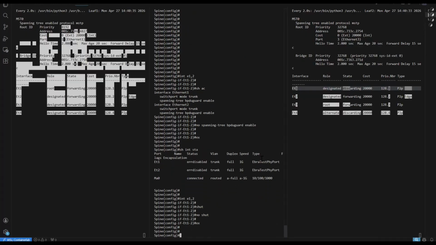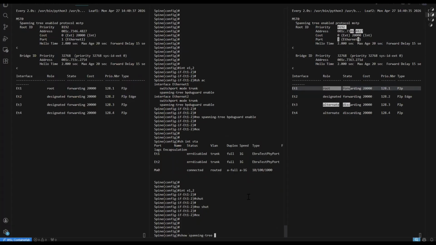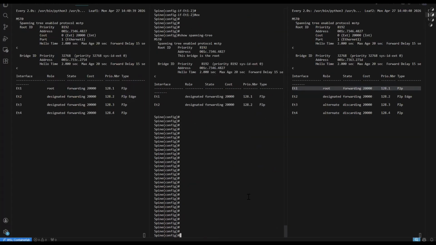Now you can see spanning tree is converging. Now show spanning tree. Now spine is the root bridge again. So BPDU guard protects against spanning tree attacks.